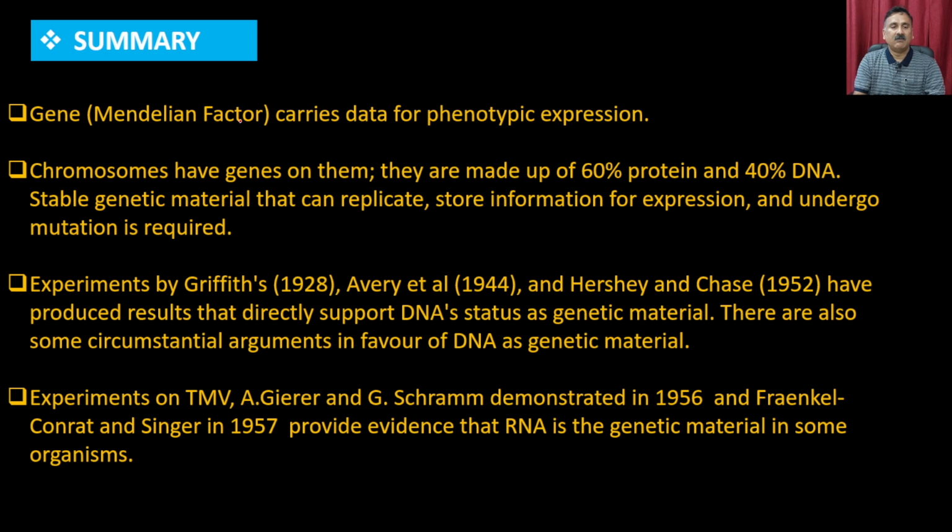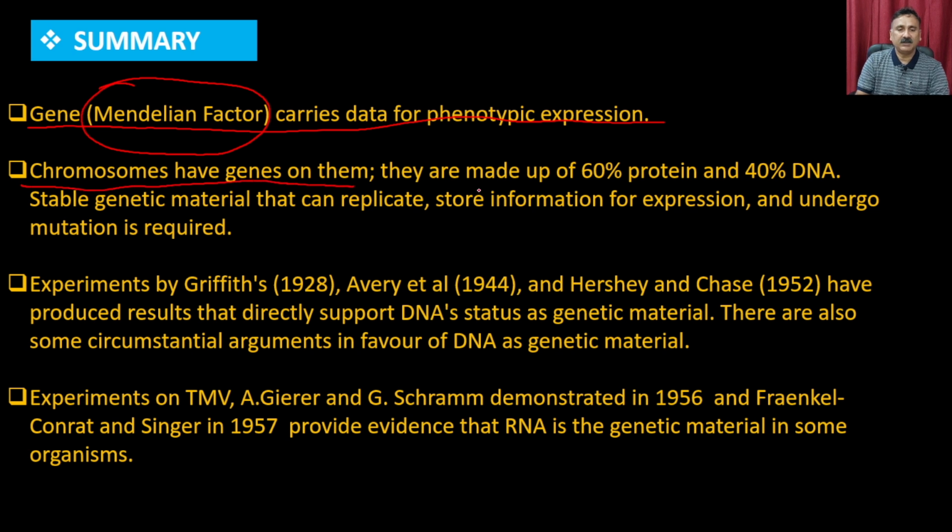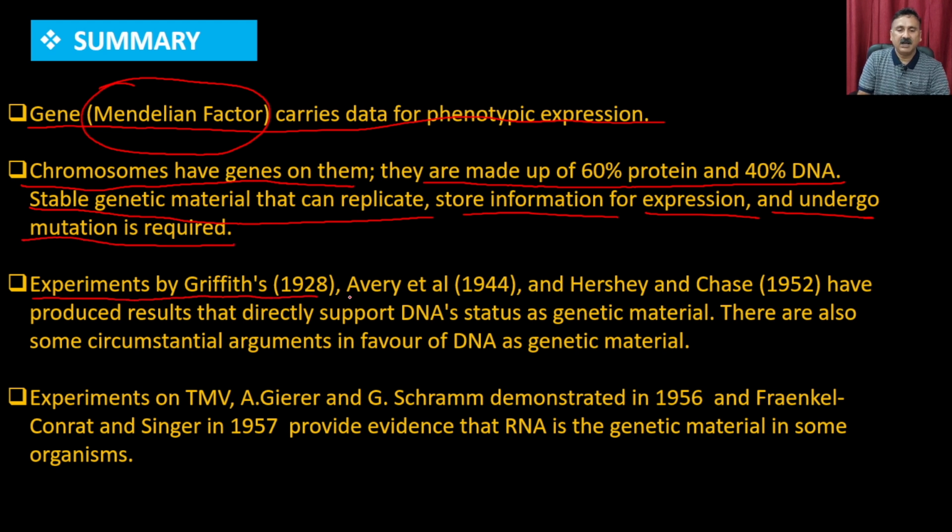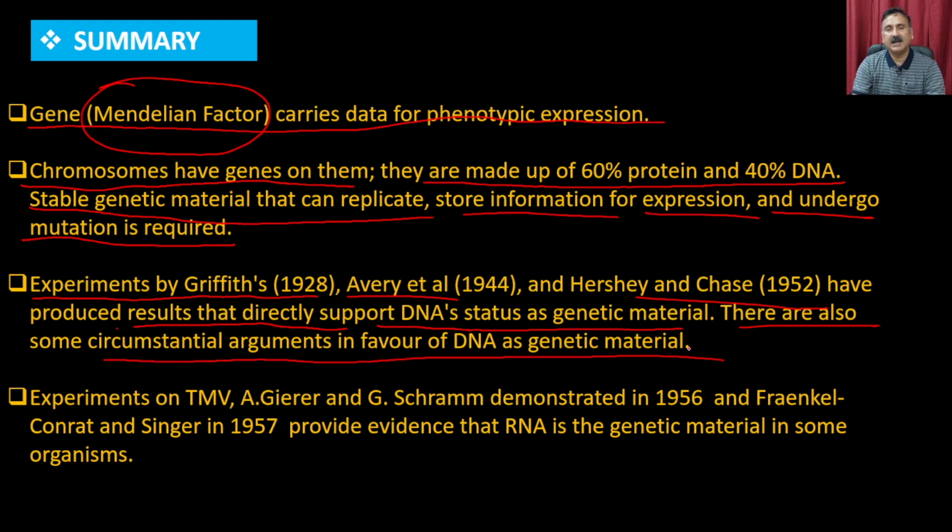So in summary, what we have discussed is that the gene carries the data for the phenotypic expression, and these genes are called factors in the case of Mendel. The chromosomes have the genes on them. They are made up of 60% protein and 40% DNA, and a stable genetic material that can replicate, store information for expression and undergo mutation is required. Experiments by Griffith, Avery, Hershey and Chase have produced results that directly support DNA as the genetic material. There are also some circumstantial arguments in favor of DNA as the genetic material.